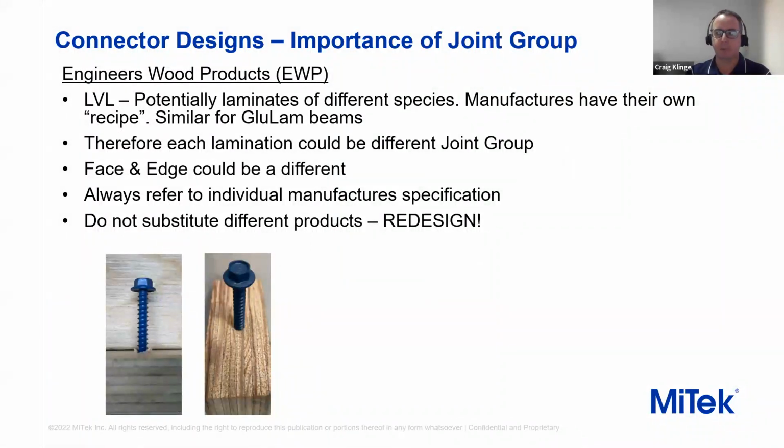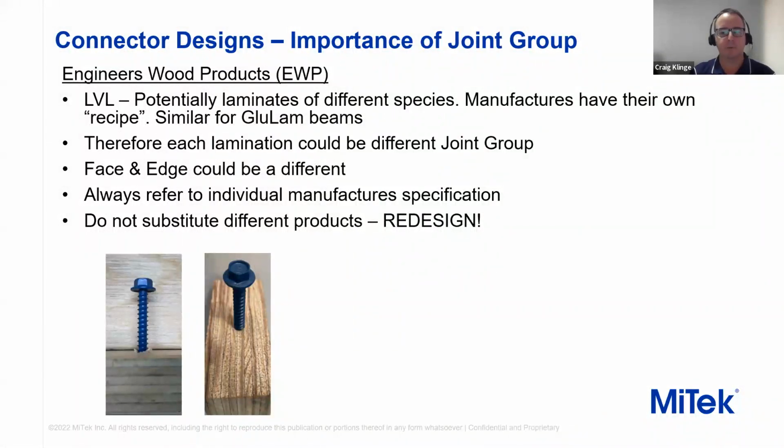Similarly with EWPs, but probably even the next level of importance. All manufacturers have their own, let's call it a recipe, for the production of their product. They use that based on what design properties they're trying to achieve. Each lamination actually has the potential to be a different species throughout the LVL, and that may actually have a bearing on the final joint group that product has.